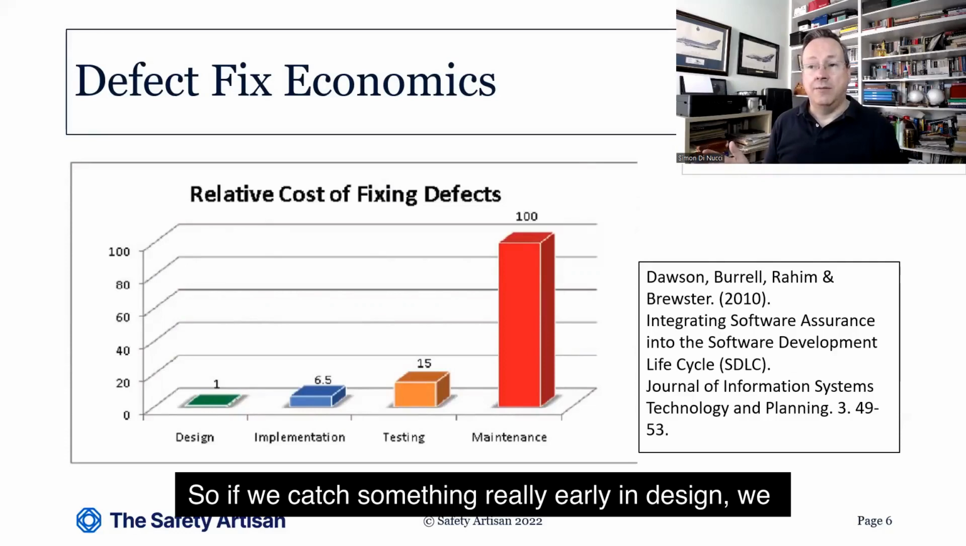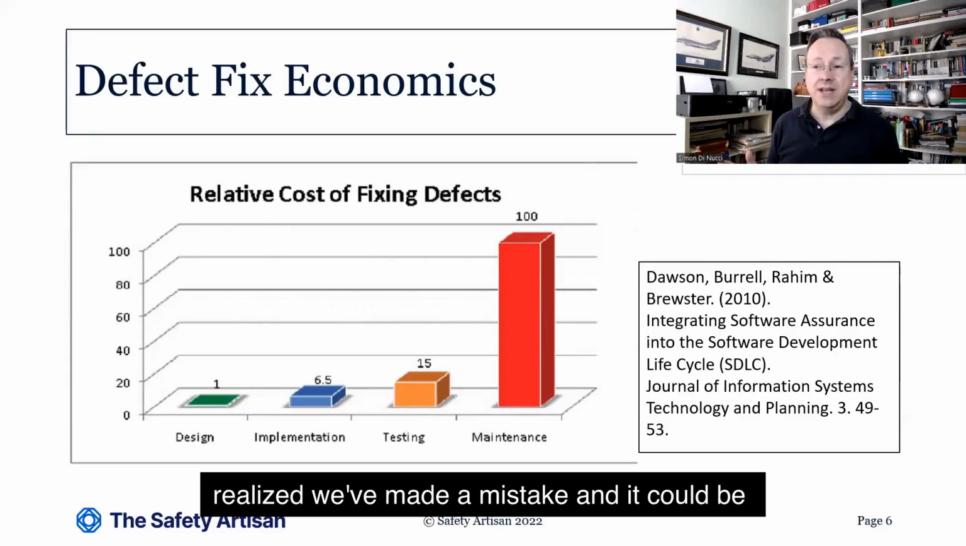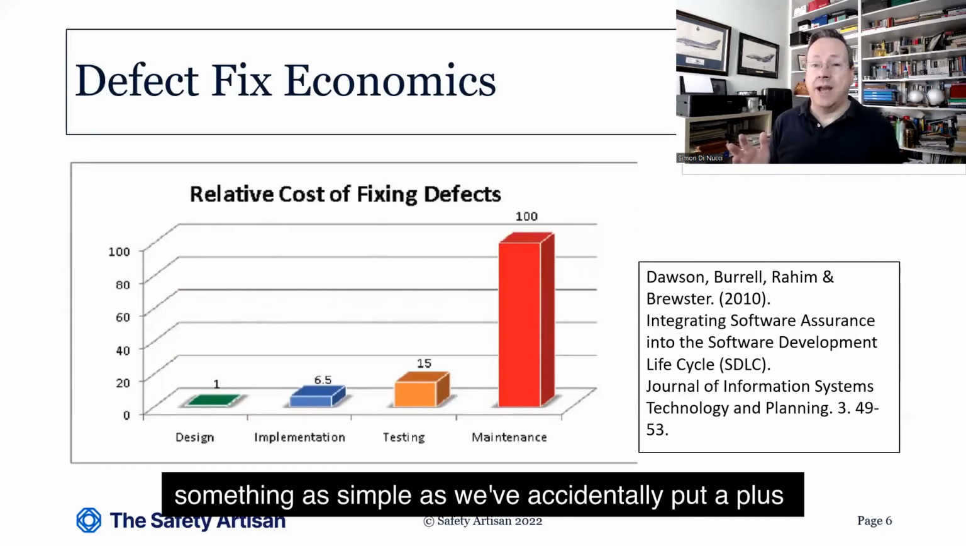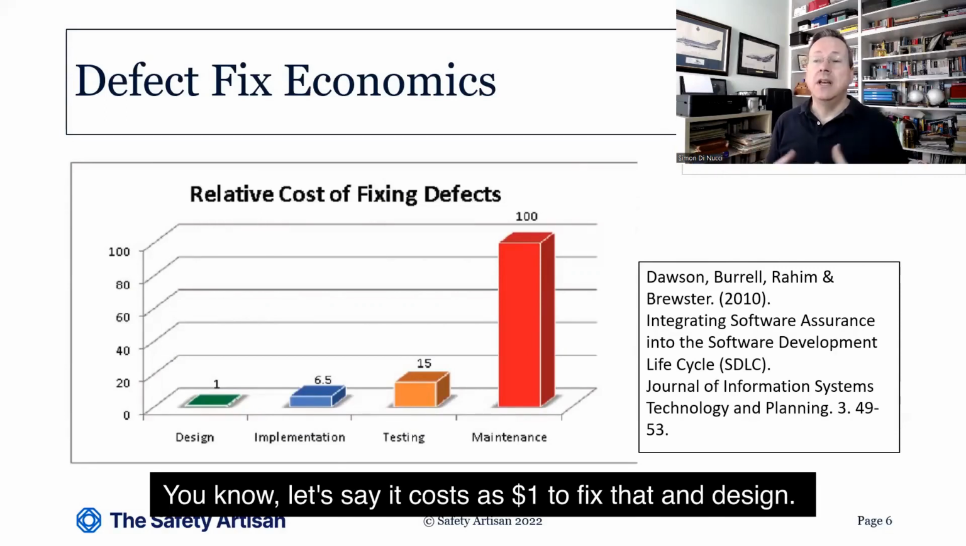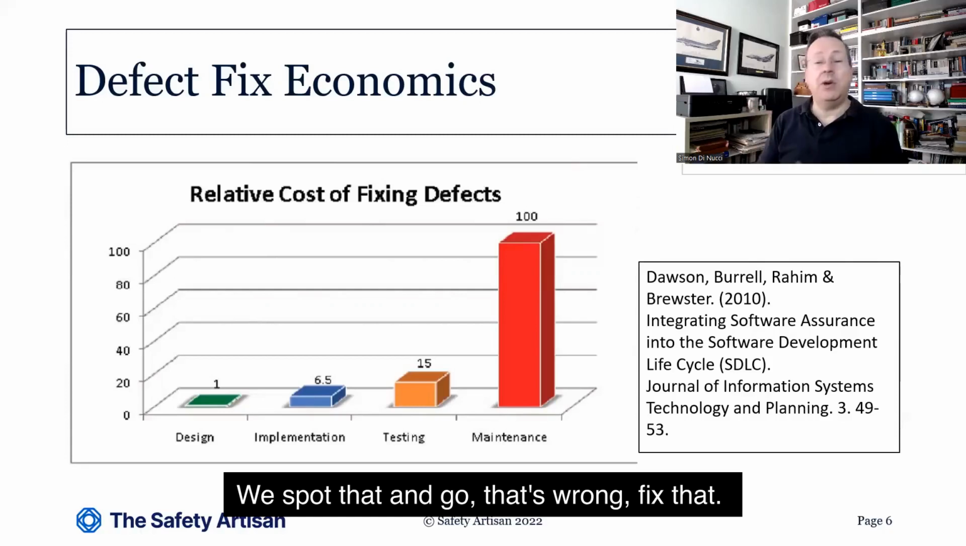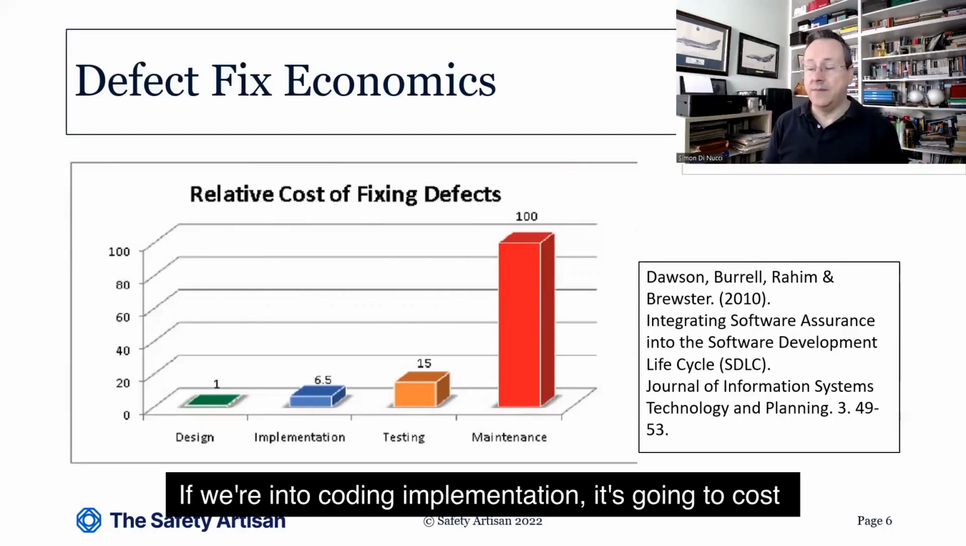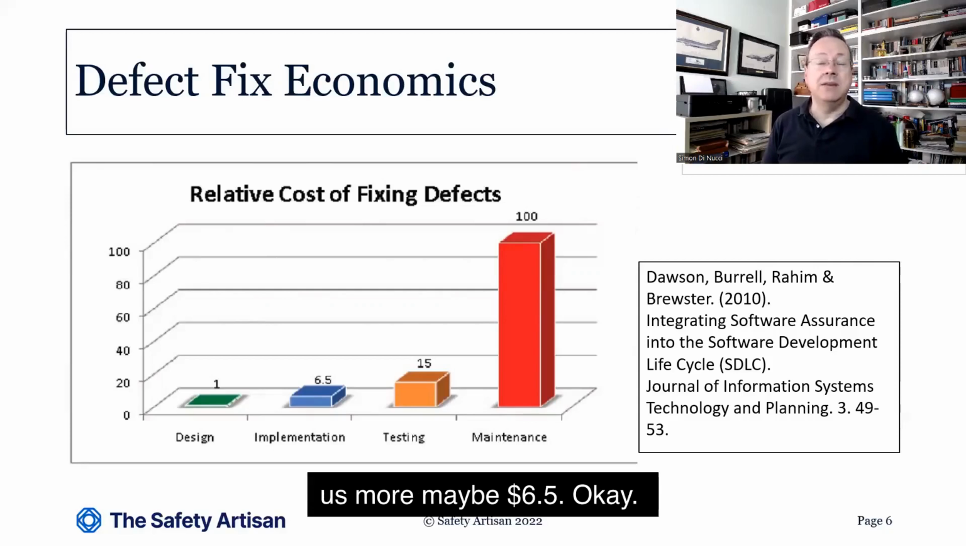So if we catch something really early in design, we realize we've made a mistake, and it could be something as simple as we've accidentally put a plus instead of a minus in a line of code. Let's say it costs us $1 to fix that in design. We spot that and go, that's wrong, fix that. If we're into coding implementation, it's going to cost us more, maybe $6.50, okay?